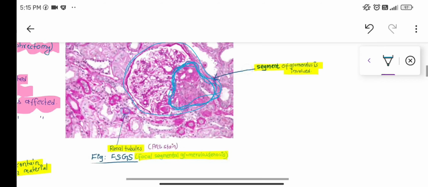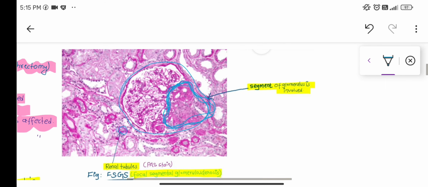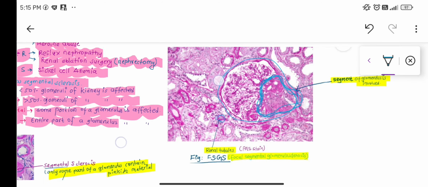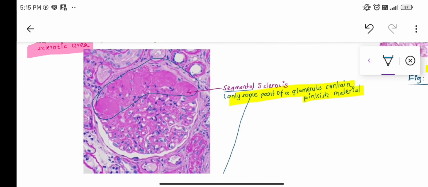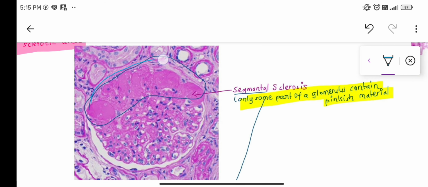And these are the normal renal tubules, you can see side by side. These are stained by the PAS stain, periodic acid Schiff stain. So this image can be asked. So we have the next figure. This is also a figure of focal segmental glomerulosclerosis. This whole is a glomerulus, and only some part of the glomerulus is sclerosed.